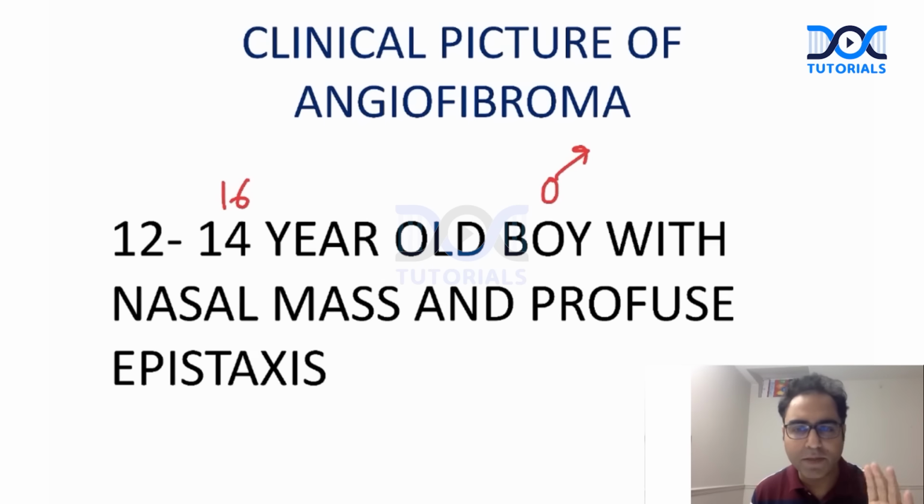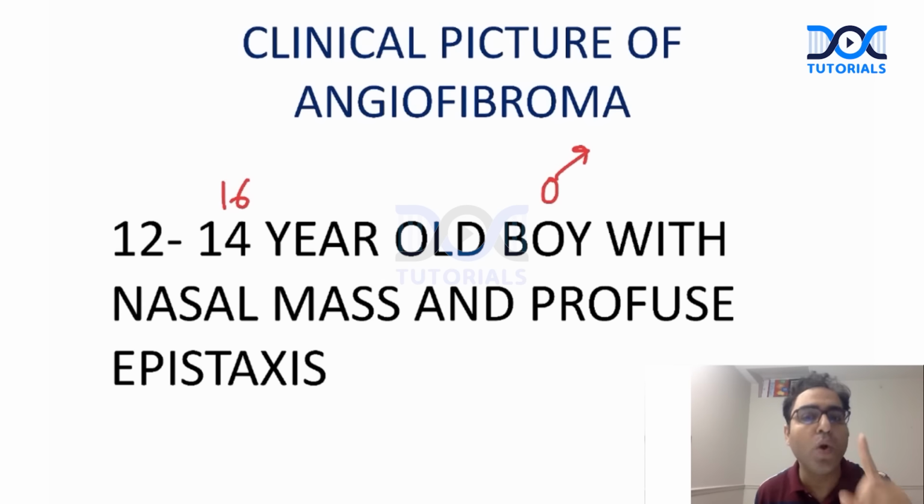Don't change the answer, beta. Please go for the common things in the paper. Stick to the common characteristic of that tumor. Additional findings may be given. They might give you additional findings like cheek swelling, some ocular issues, maybe headache, maybe glue ear, etc. Those are additional things because the tumor will spread and can cause multiple other things. But the key characteristic thing will be young male with nasal mass and profuse epistaxis.